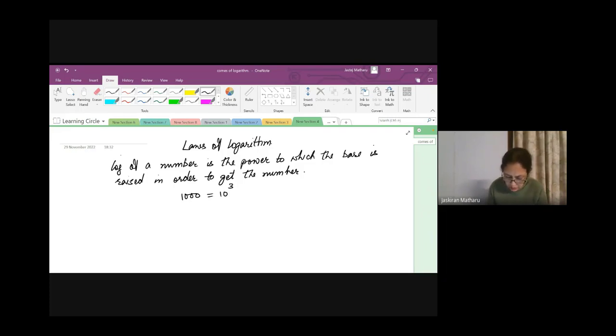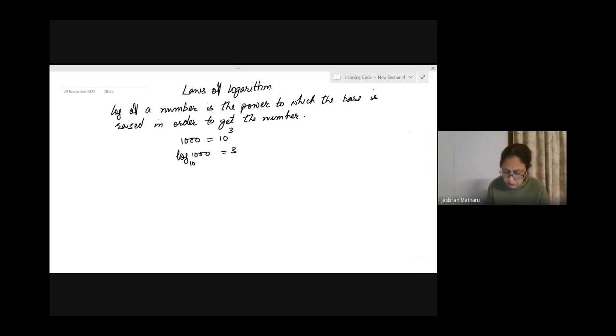So, if we say log of 1000 to the base 10, it is equal to 3. So you see that 3 is the power or exponent over here, and base is 10. So when we raise the base to the power, then we get the number. So 3 is the log of 1000 to the base 10. Now base can be anything.